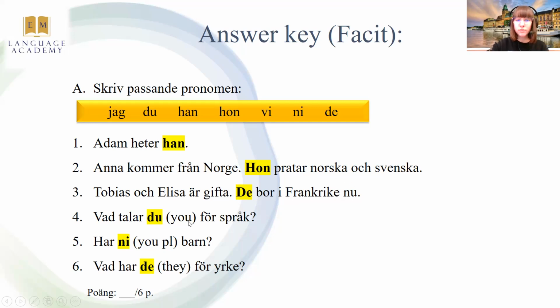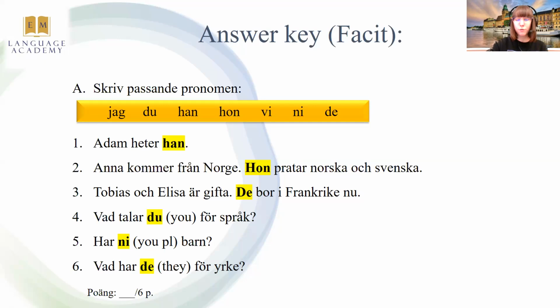Vad talar du för språk? Right? The pronoun was indicated for you in the brackets. Du. Har ni barn? Do you have kids? Meaning that we are addressing a couple of people. Maybe just a couple, maybe 5 people. Nobody knows, right? But this is you in plural, and the correct pronoun is ni. Har ni barn? And question number 6.